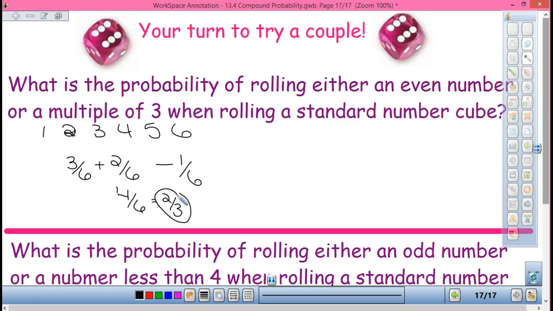Okay, so don't forget to subtract your overlapping amount.